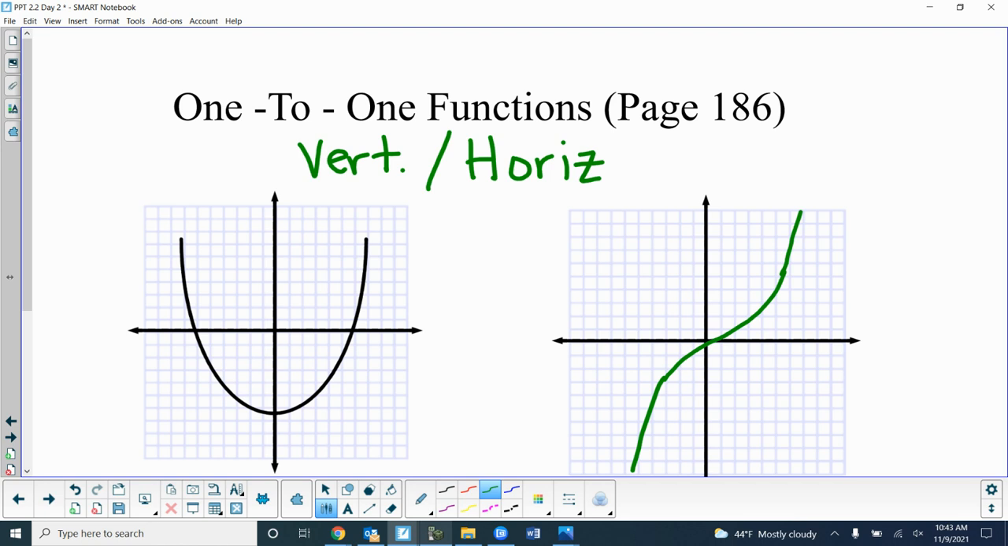So does this pass the vertical line test? Yes. Does it pass the horizontal line test? No. That's a function, but it's not one-to-one. Does this one pass the vertical line test? Yes. Does it pass the horizontal line test? Yes. So the one on the right is a one-to-one function. So it's a special type of function. Get it? Yeah? Good. You okay, Olivia? Okay. We good? Any questions?